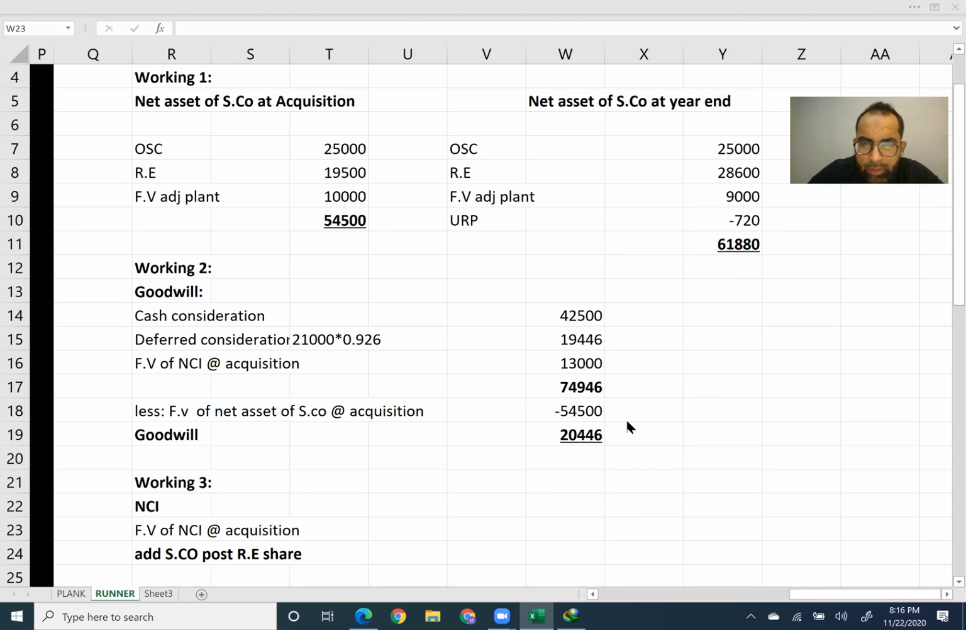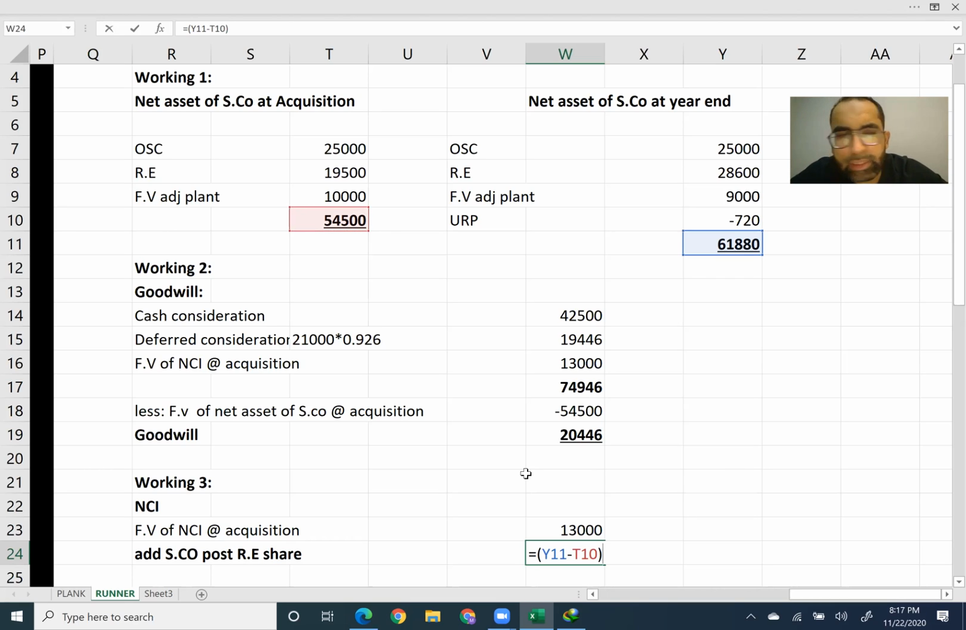So let's write, what's the fair value of NCI? The fair value of NCI is 13,000. Now let's adjust the post share. The post share equals, bracket open, first we'll pick this, minus the second number, which is this, bracket close. Look, I have applied the formula.